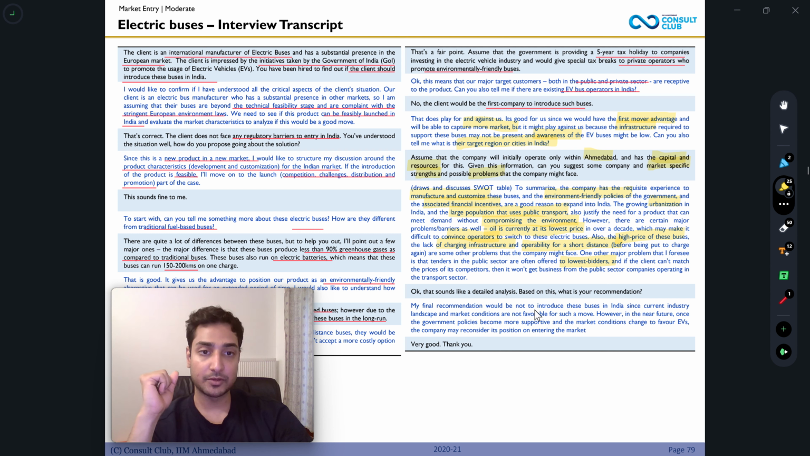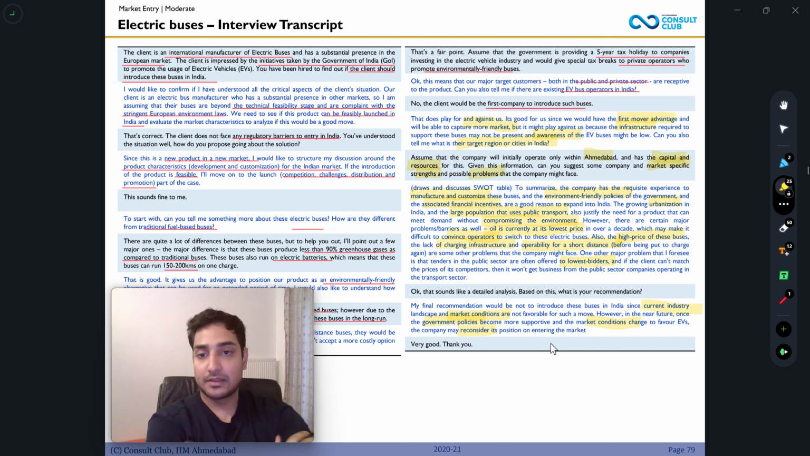My final recommendation would be not to introduce these buses in India, since the current industry landscape and market conditions are not favorable for such a move. However, in the near future, once the government policies become more supportive and the market conditions change in favor of EVs, the company may reconsider this position and enter the market.